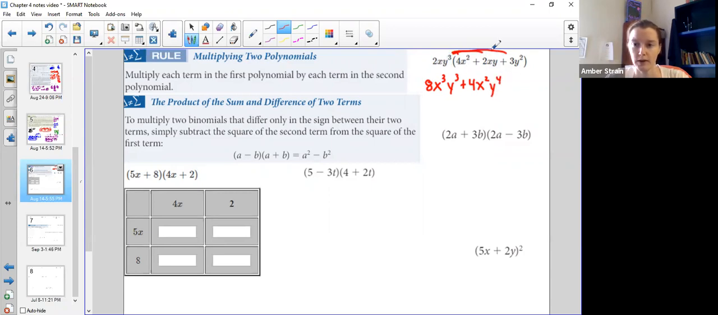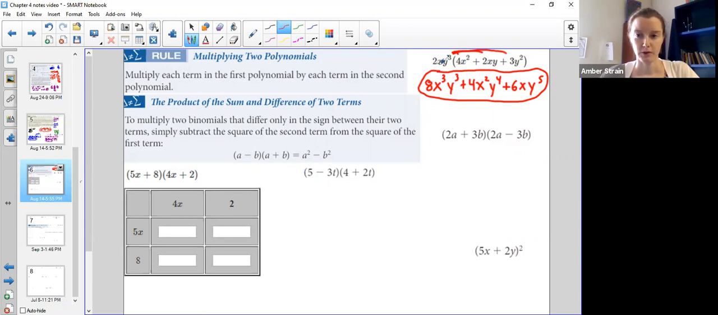And then last, 2xy cubed times 3y squared. 2 times 3 makes 6. There's no new x's, so it would just stay x. 3 y's here and 3 more y's there would make 6 y's total. Careful, don't multiply your exponents. Power to a power you multiply. This one you're combining. Some y's and some more y's. Add them together.